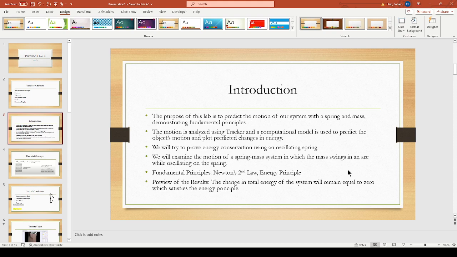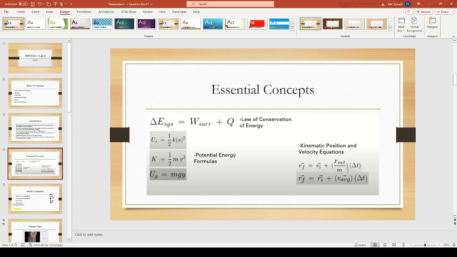Motion is analyzed using Tracker, and a computational model is used to predict the object's motion and plot predicted changes in energy. We'll try to prove energy conservation using an oscillating spring. We'll examine the motion of a spring-mass system in which the mass swings in an arc while oscillating on the spring. The fundamentals are Newton's second law and the energy principle. As a preview of the results, the change in total energy in the system will remain equal to 0, which satisfies the energy principle.